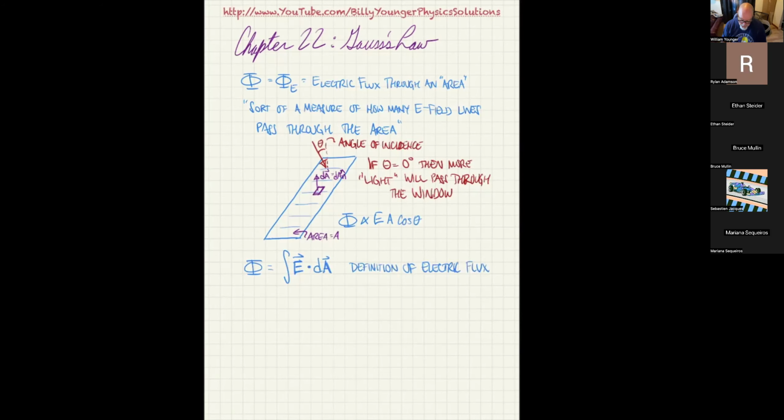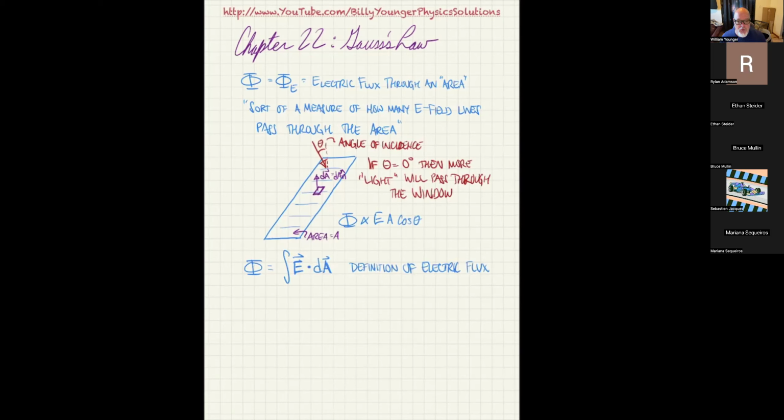So you can do simple little things like they'll give you the electric field strength and they'll draw a little drawing and you can see the electric field vectors are like 30 degrees from the normal to the window. So then you'd say, oh, okay, the angle's 30 degrees, so I'm going to take the magnitude of E, multiply it by the area, and then multiply that by cosine of 30 degrees. That's the typical examples you do. Really trivial, not much need for me to show you those examples. They're in the book, they're easy.